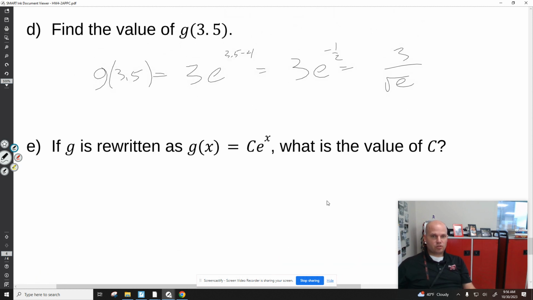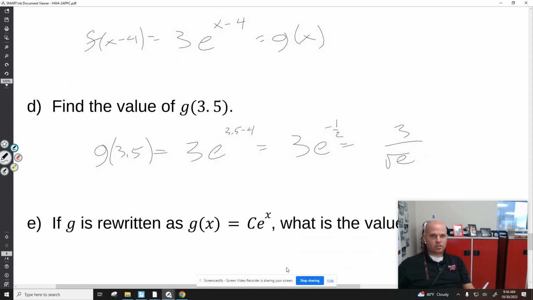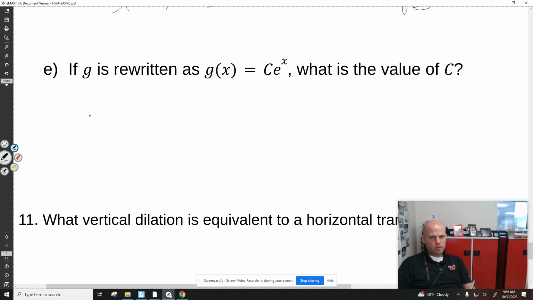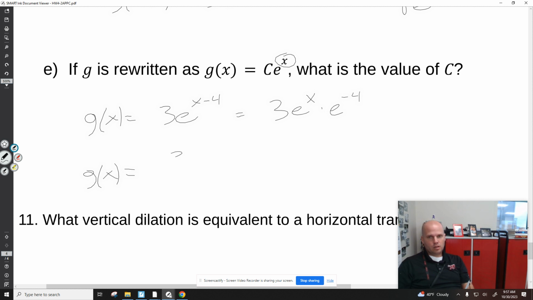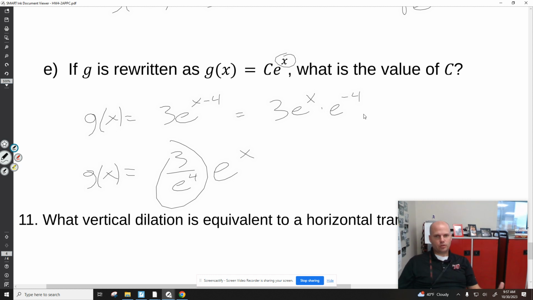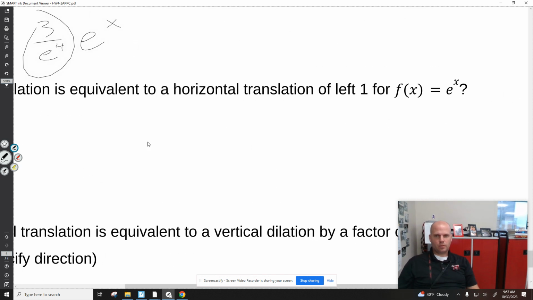If g is written as c times e to the x, what is c? Okay, so if I have g of x, which is 3e to the x minus 4, I can write that so that I just have an x as 3e to the x times e to the negative 4th, which I would say, and now this is tricky, 3 over e to the 4th is c. It's not a number, and that's okay. This will happen. We just use exponent properties to bring it down.